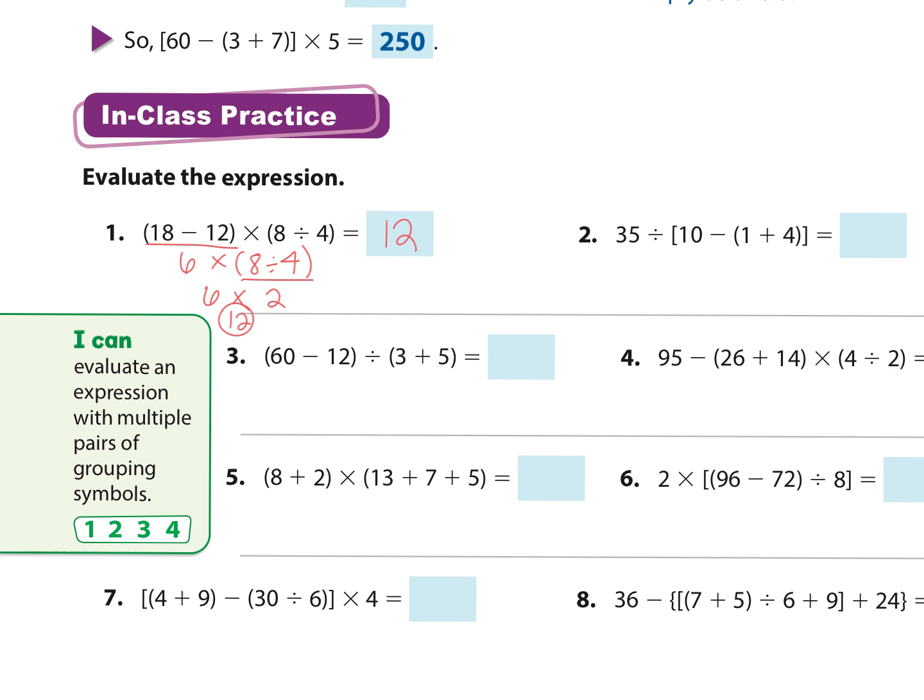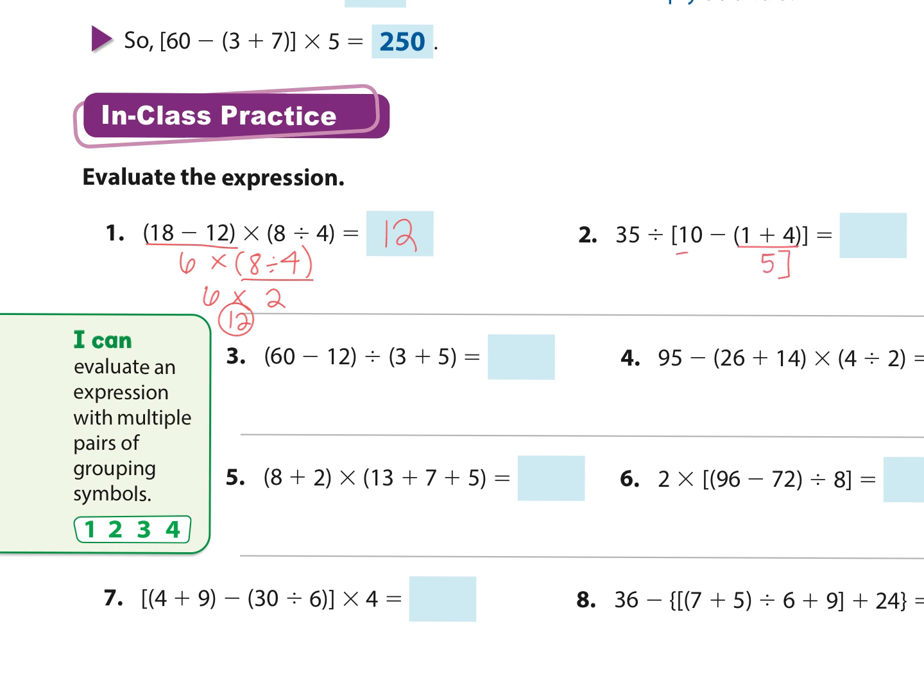Okay, number 2. This one is different. This is my new lesson today. Number 1 is like what we did in lesson 2.2, regular order of operations. Number 2, however, is with the extra grouping symbols. So inside my brackets, I have a problem. I have 10 minus, and then I have 1 plus 4 in parentheses. What will I have to do first? 1 plus 4, which is 5.